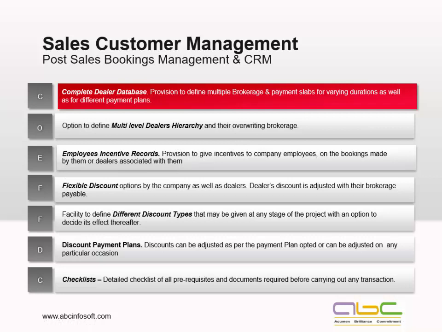Then we have got flexible discount options. Discounts could be given by the dealers or even by the company. And these discounts can be of different types. You can have n number of discounts for any particular category or occasion: inaugural discount, festival discount, director discounts, or even cash discounts. And then you can even have payment plans for the discount. So this discount can be applicable to a particular occasion, or it can be equally divided into all those occasions.